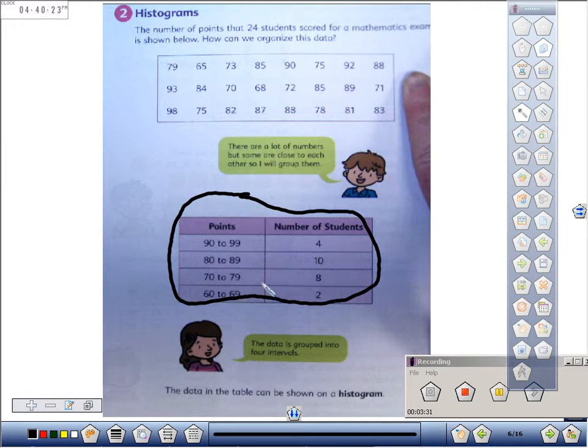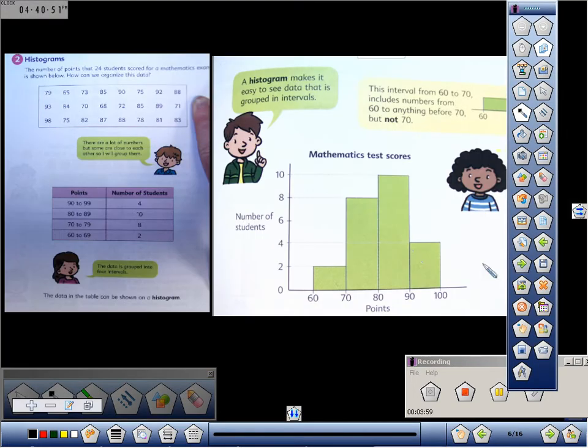The data in the table, as it says right here, can be shown on a histogram. Okay? So a histogram is going to be kind of like a bar graph, but it's going to be a little bit different. Now let's look at what that's going to look like. Here's the data again. The page is a little bit smaller. And here's how you would break it up into a histogram.